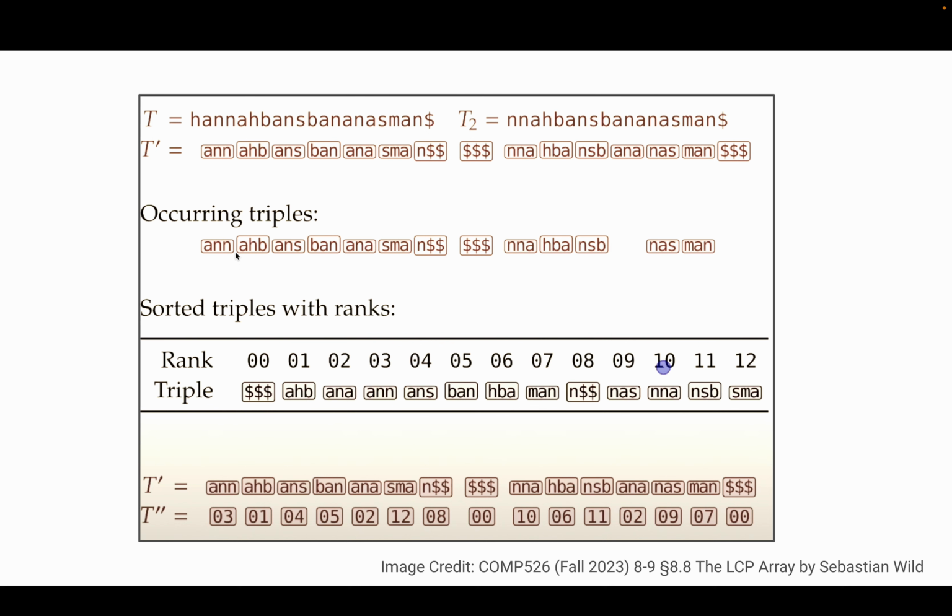As you can see, it's ANN, AHB, ANS. So AHB should be coming at the start. So AHB is at the start, which has the index 1. ANA and ANN follow after it. So all of these are lexicographically arranged. So this is how we find out the index for it.